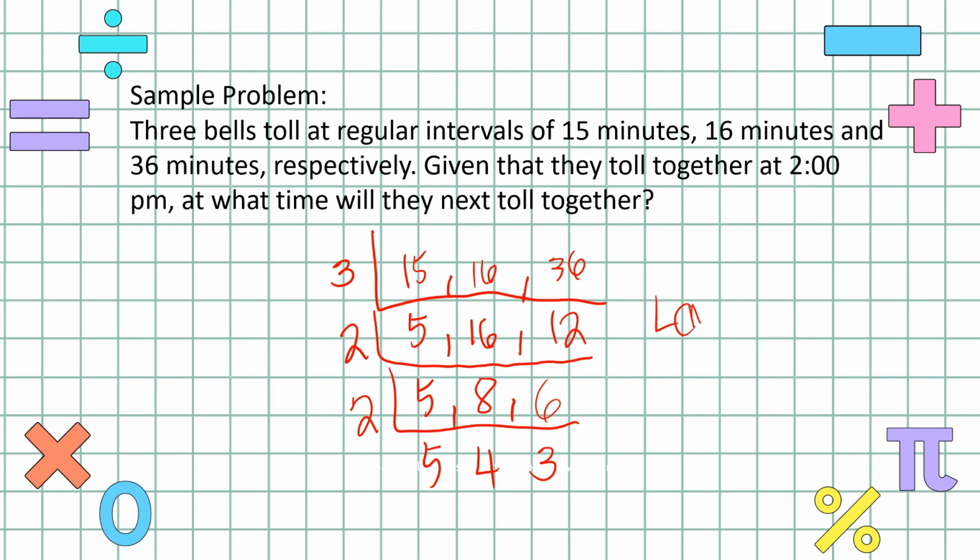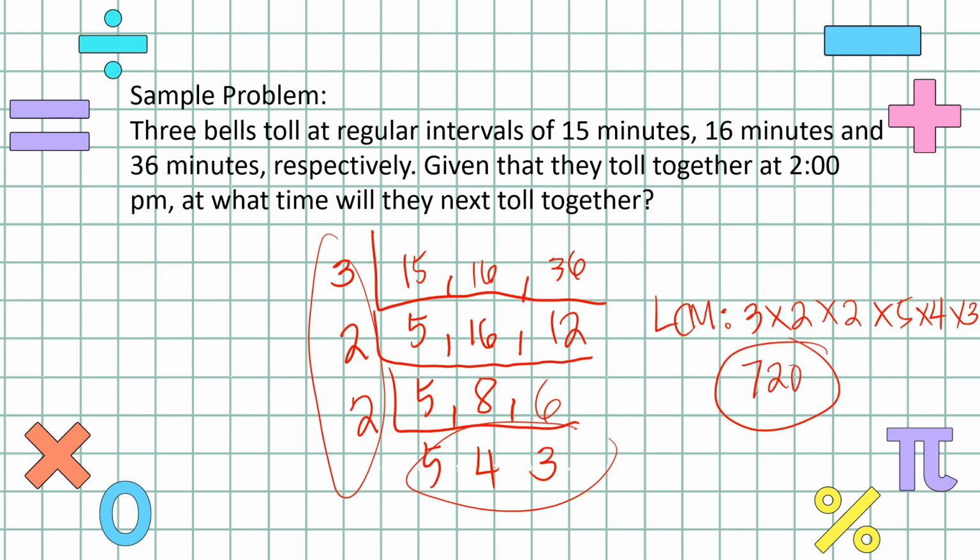And to get the LCM, we simply multiply 3 by 2 by 2, the numbers on the left side, and also the numbers below, times 5 times 4 times 3. And the final answer will be 720. Now to check if this is correct, divide 720 by 15, by 16, and by 36. And if you got a whole number answer, then that means these 3 numbers will meet after 720 minutes.